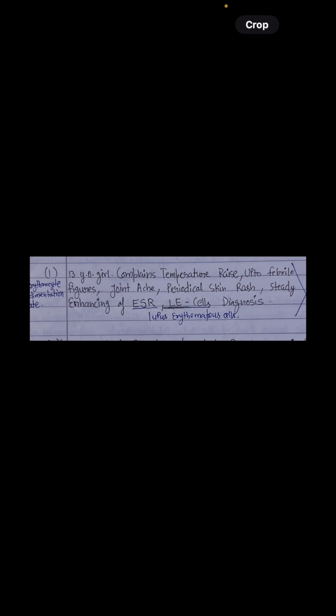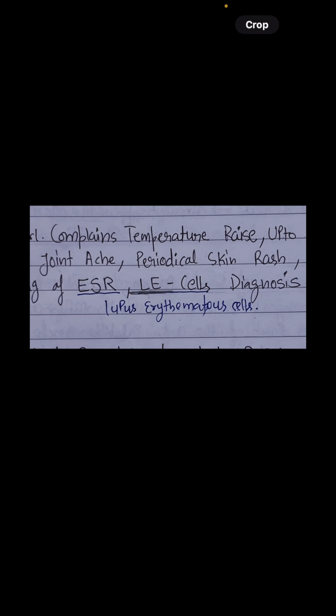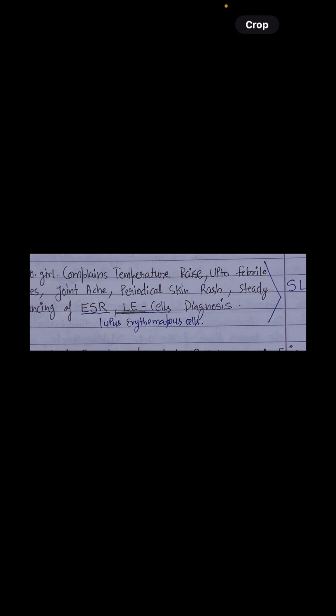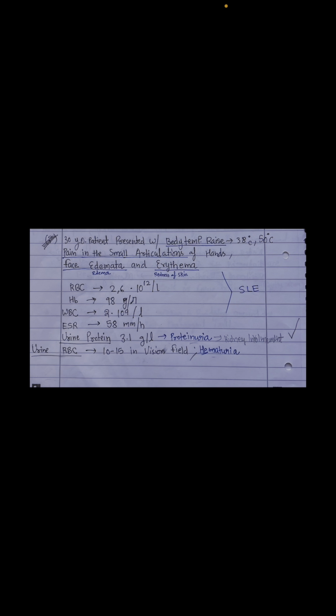The first patient states that there is a febrile temperature, she has joint pain, periodical skin rash, steady elevation of ESR, and the question says LE cells. So whenever the question says LE cells, it simply means systemic lupus erythematosus. So mark the answer SLE. Let's move to the next patient.